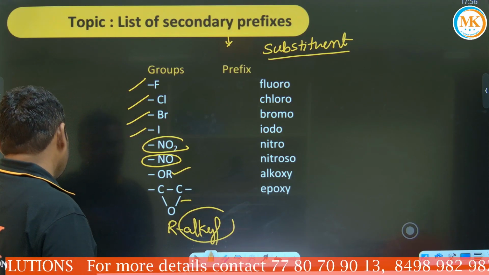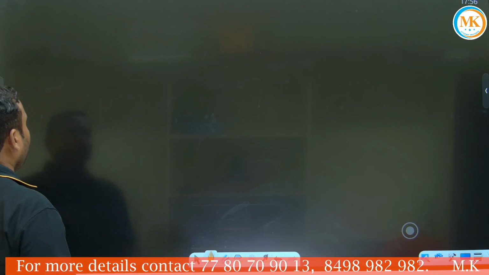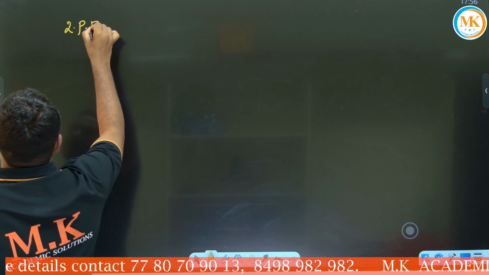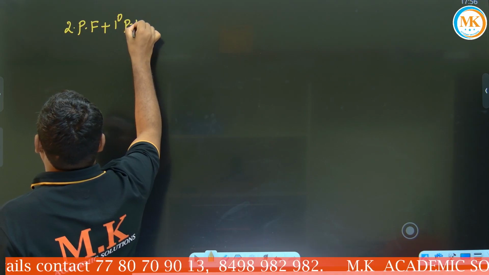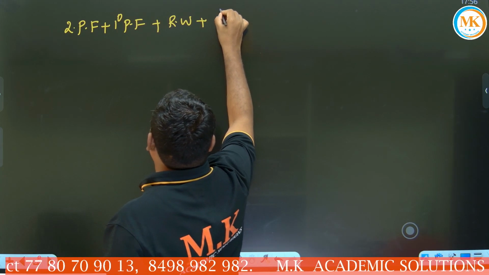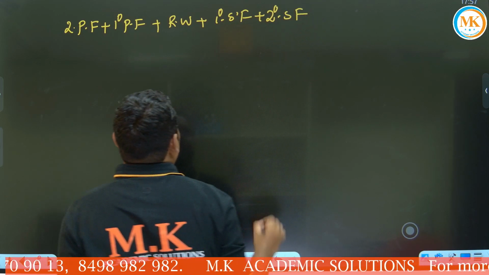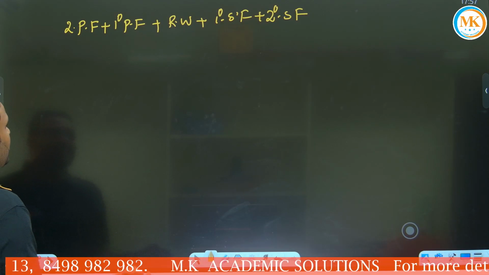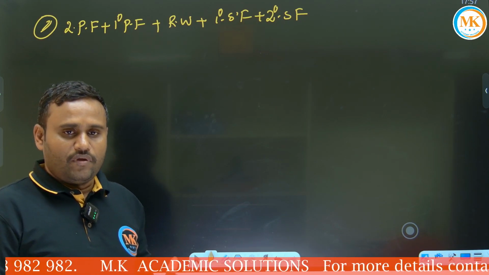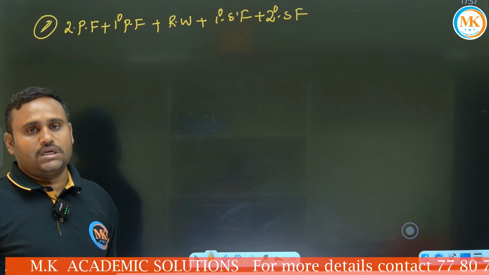Okay, so these are the parts present in the IUPAC name of an organic compound. What are the parts we have discussed? Secondary prefix plus primary prefix plus root word plus primary suffix plus secondary suffix. Depending on the structure of the organic compound, we are going to use some of the parts and not use others.